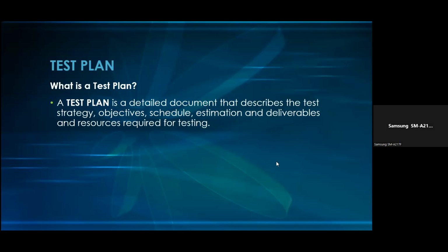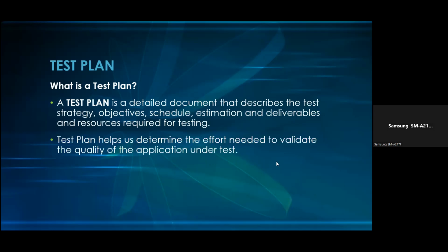This book, this document is a big high-level document that we need. Everything that is required for testing, the deliverable estimation, the schedule, the objective, the strategies, all those things are the things needed in the test plan. The test plan helps us to determine the effort needed to validate the quality of the application under test, like the Blue Sky application. That's the application under test.